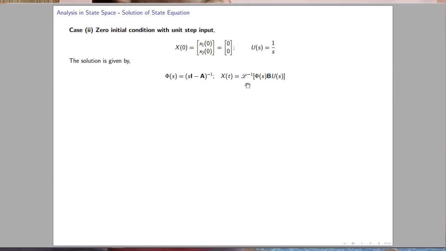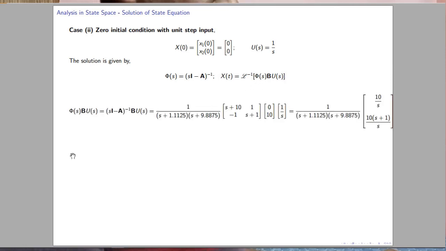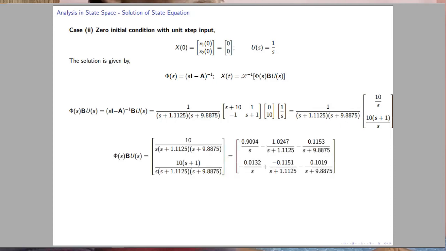Phi of s is nothing but inverse of sI minus A, that we have already found. We have to multiply with b and u of s. B is here and u of s is 1 by s, that is a 1 cross 1 matrix. So if you multiply again, this is what you will get. Now you can take this inside. Yes, take it inside. There are three simple factors.